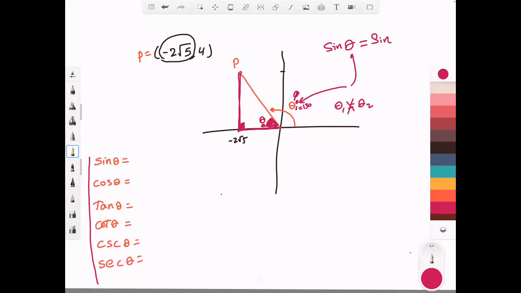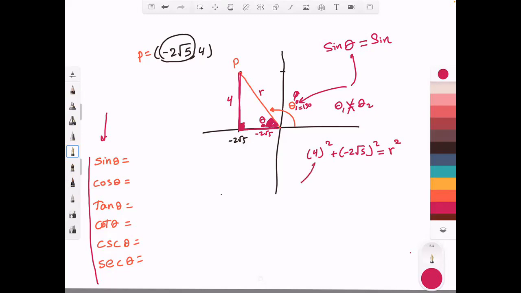So the value of y is 4. The value of x is -2√5. Before we even look at this one, we need to solve for the hypotenuse. We have 4 squared plus (-2√5) squared equal to r squared.